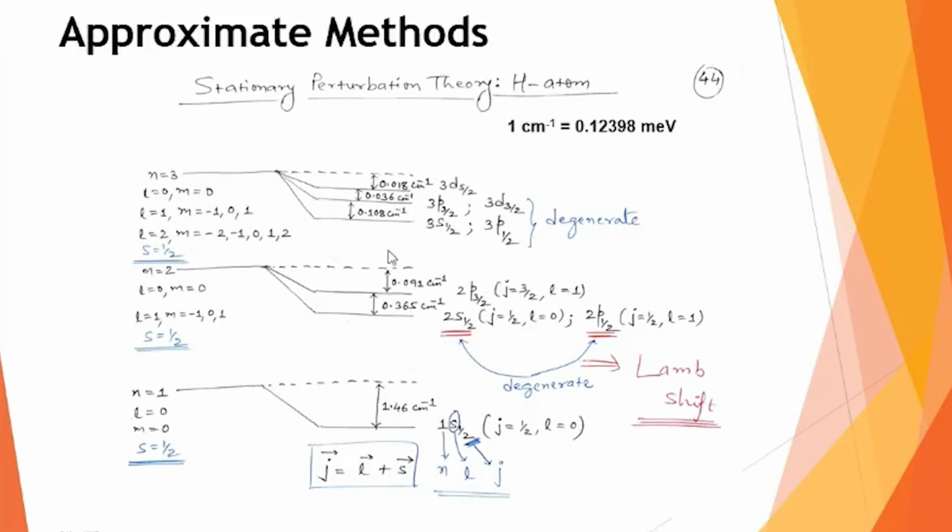Right? So we can see that splitting is happening, degeneracy is removed, but not fully. Still, you are left with some states which are different, but from the energy point of view they are the same. Like what I have mentioned here, the 2s half and 2p half states are different because the values of L are different, but still from the energy point of view they are the same, so they are doubly degenerate states.